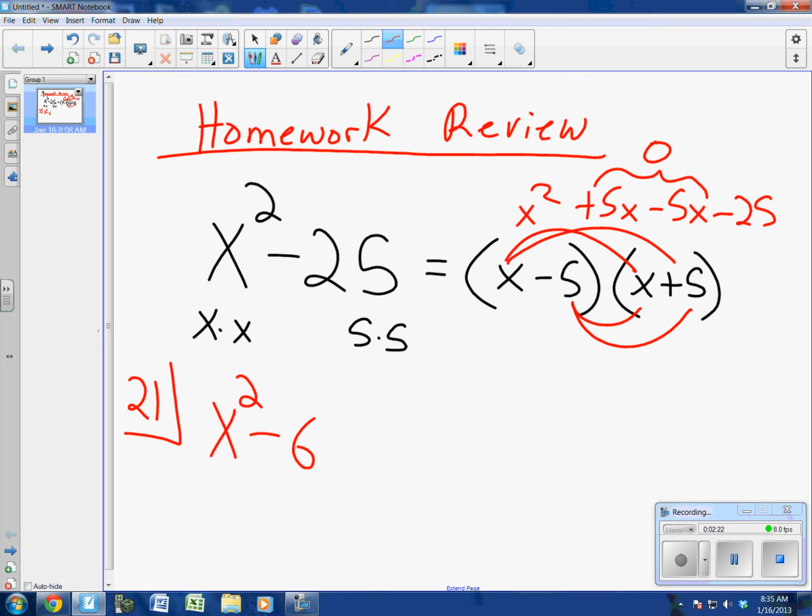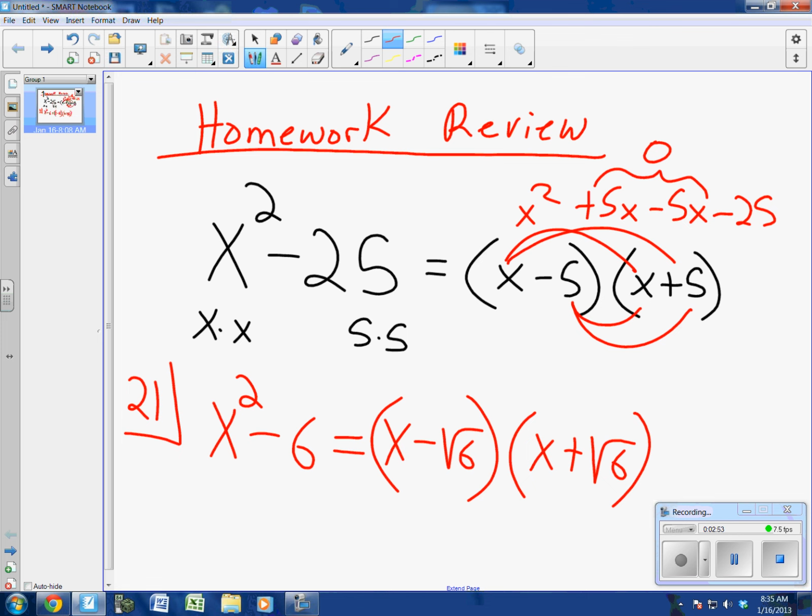Okay. What's the problem with this one? 6 is not a perfect square, is it? But I wanted you to factor it like a perfect square instead of finding the square root of 6, because like the square root of 25 is 5, right? Since the square root of 6 is an irrational number, we don't want to write an irrational number, do we? Okay, we usually only do this when we have rational numbers, but we can still write it like this. X minus the square root of 6 times x plus the square root of 6.